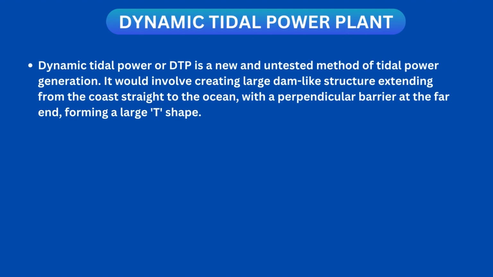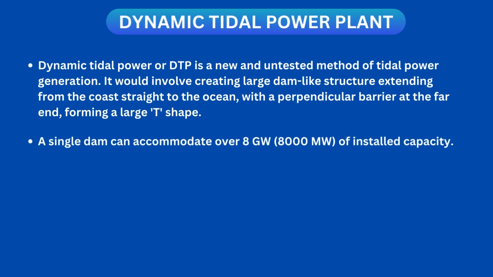Now the dynamic tidal plant. Dynamic tidal plant is a new and untested method of tidal power generation. It would involve creating large dam-like structure extending from the coast straight to the ocean with a perpendicular barrier at the far end, forming a large T-shape. A single dam can accommodate over 8 gigawatt of installed capacity.